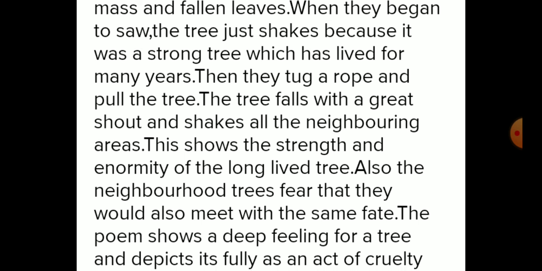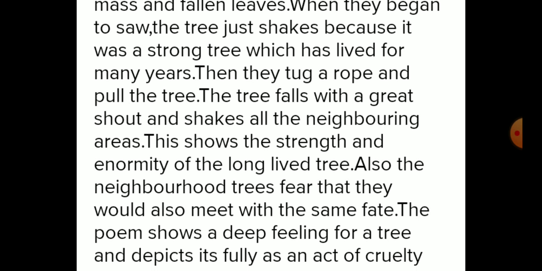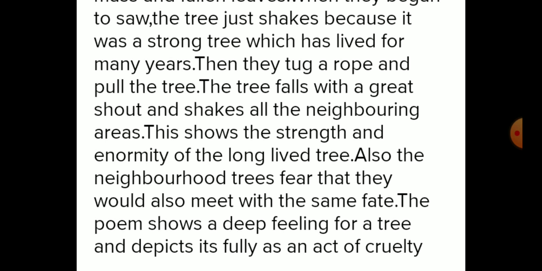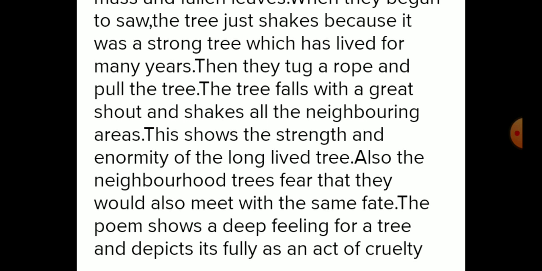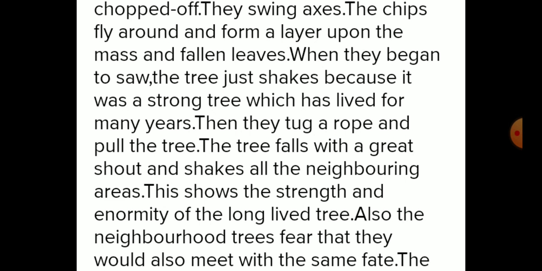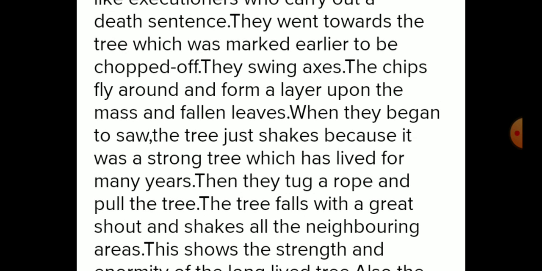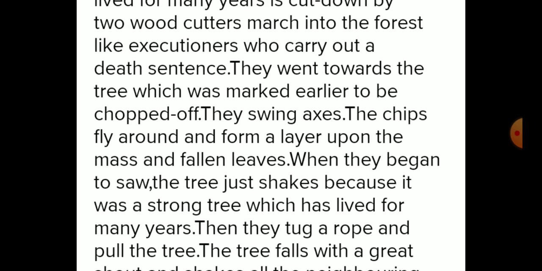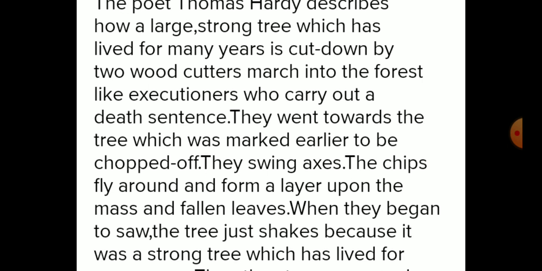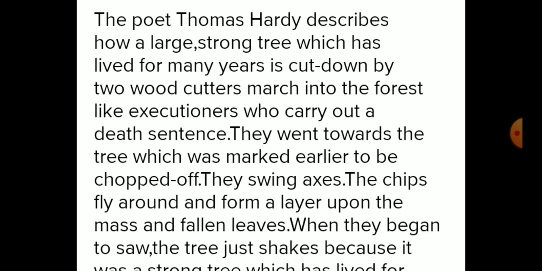Okay, what does it mean? It shows a deep feeling for a tree and depicts its cutting fully as an act of cruelty. Okay, it is an act of cruelty. So this is a short summary of this poem, Throwing a Tree. So students, kindly pause the video, write this short summary there in your notebook and make notes of it. So take out pics and send me there in the WhatsApp. I am going to check it out. So this is all about a short summary, Throwing a Tree.